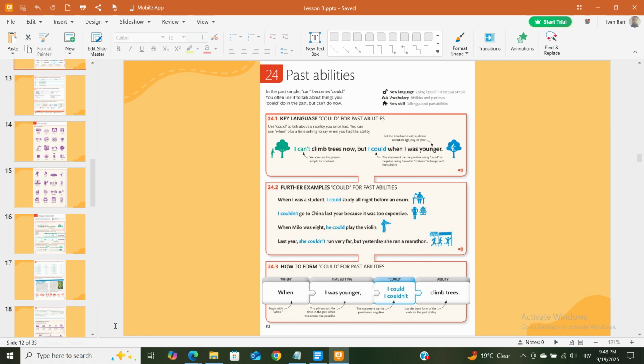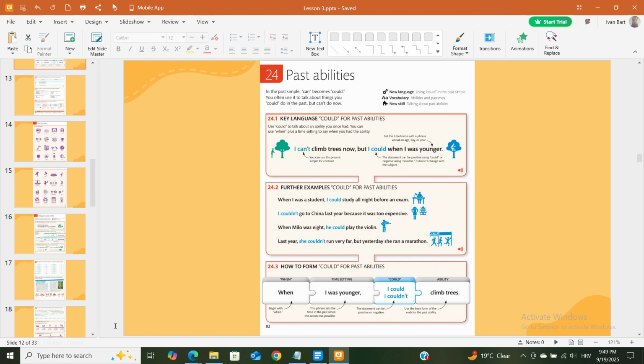I can't climb trees now, but I could when I was younger. You can use the present simple for contrast. The statement can be positive using could or negative using couldn't. It doesn't change with the subject. 24.2 Further examples. When I was a student, I could study all night before an exam. I couldn't go to China last year because it was too expensive. When Milo was 8, he could play the violin. Last year, she couldn't run very far, but yesterday she ran a marathon.